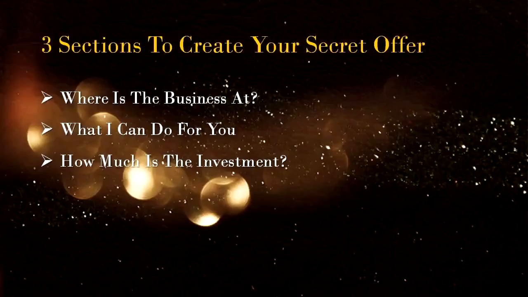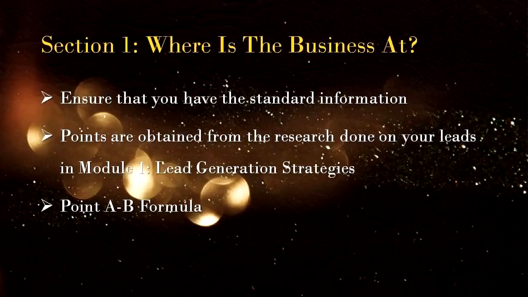There are 3 sections in creating your secret offer. The first section is, where's the business at? The second section is, what can I do for you? And the final section is, how much is the investment? Section 1, where's the business at?